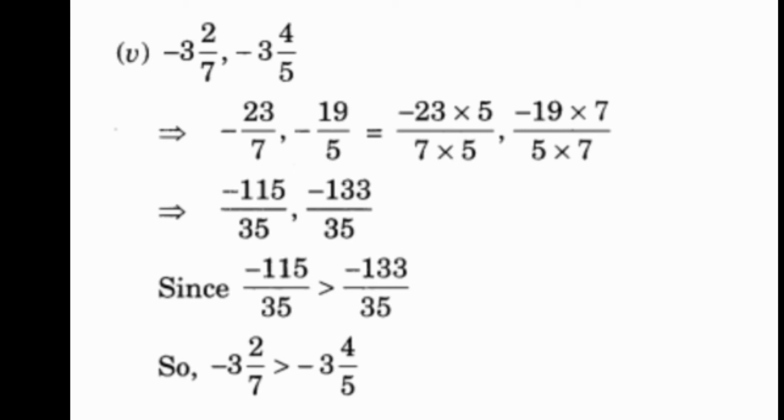Now let's make both the denominators same by multiplying. So multiply the first rational number with 5 and the second rational number with 7. So we get negative 115 by 35 and negative 133 by 35. In this, negative 115 by 35 is bigger. So negative 3 2 by 7 is greater than negative 3 4 by 5.